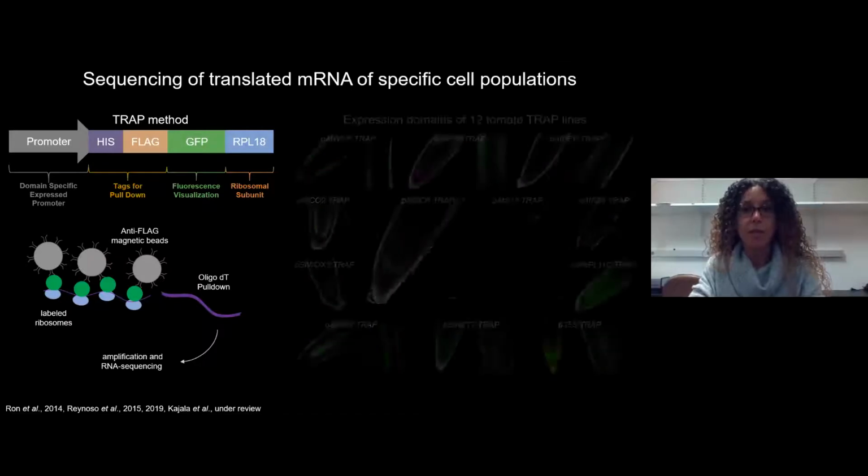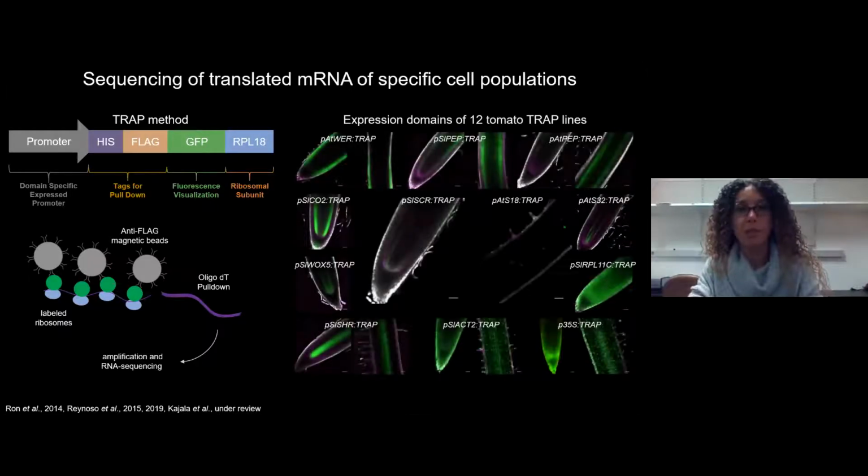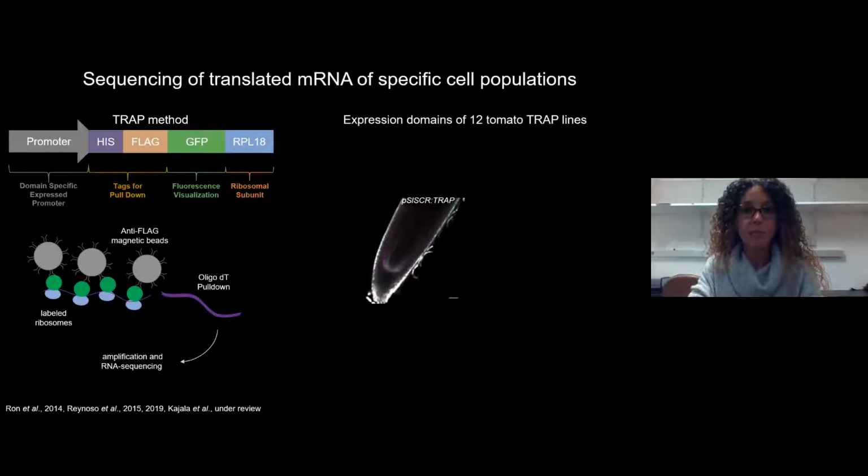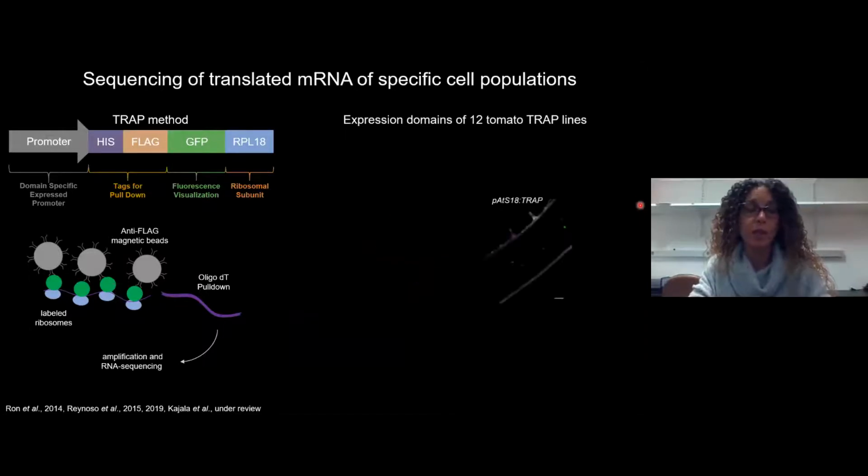In total, we have 12 TRAP lines that represent 11 different cell populations with distinct expression. These lines allow translatome isolation of specific cell types. For example, here you can see the endodermis and the quiescent center using a SCARECROW promoter. And we also were able to isolate the translatome of developing xylem cells using the S18 promoter.